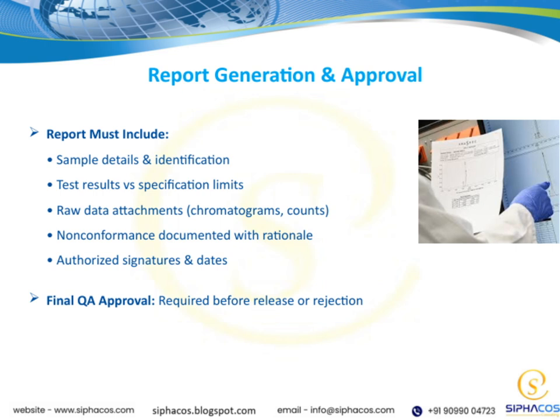If there are any nonconformances, these should be documented thoroughly, along with the rationale behind them. Additionally, the report must have authorized signatures and dates to verify accountability. Remember, final QA approval is a crucial step before we release the product or decide to reject it. This approval acts as a gatekeeper, ensuring everything has been checked properly. Overall, this process helps maintain the integrity and reliability of our testing, aligning with our goal of consistent quality assurance.